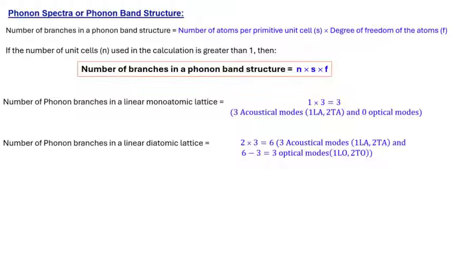Now if we extend our lattice from a diatomic lattice to a linear triatomic lattice, then how many phonon branches could we have in the phonon band structure of such a lattice? A triatomic lattice will have 3 atoms per unit cell.